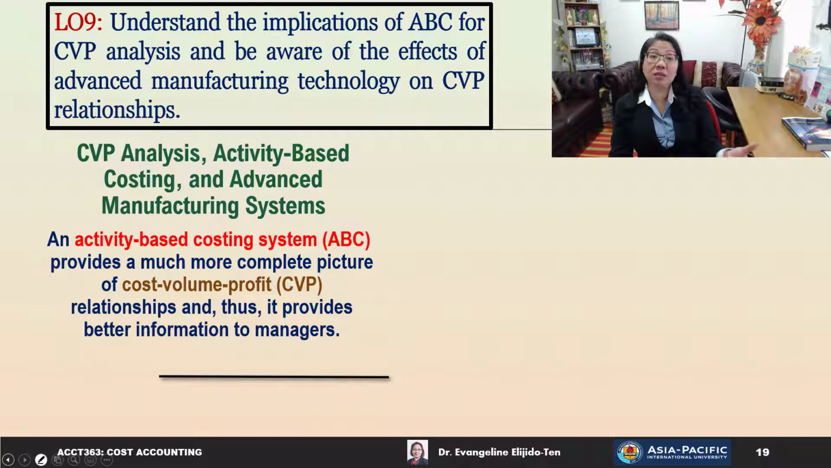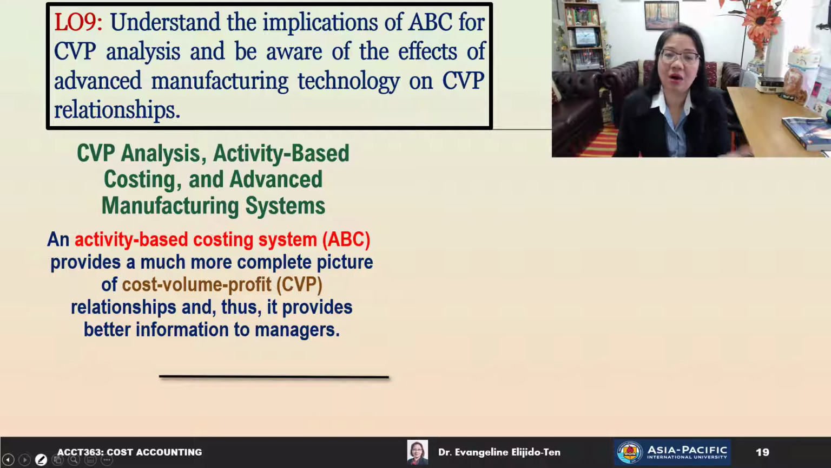Sales revenue is assumed to be linear in units sold. That's one of the key assumptions, right? Moreover, costs are categorized as fixed or variable with respect to the number of units sold within the relevant range. So in a traditional product costing system, costs are assigned based on a single volume-related cost driver. As what we've learned in topic 5, an activity-based costing system provides a much more complete picture of the CVP relationships, and therefore it provides better information to the managers.